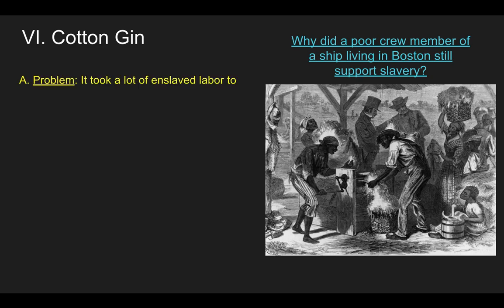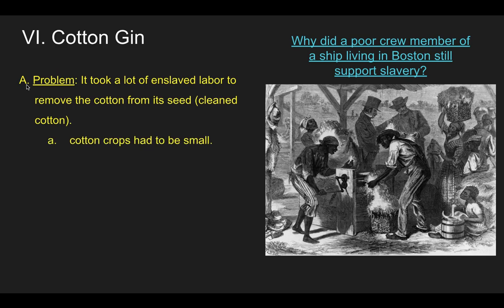So there was a problem. It took a lot of labor to remove the cotton from its seeds. This is called cleaning cotton, or cleaned cotton is where you had the seeds removed. You are taking this note because of the Roman numeral A. Take this note as well, lowercase a. Cotton crops had to be small because it took so long to take these big bales of cotton and remove the fluff from the seeds. You just simply couldn't grow that much when you were doing that by hand.